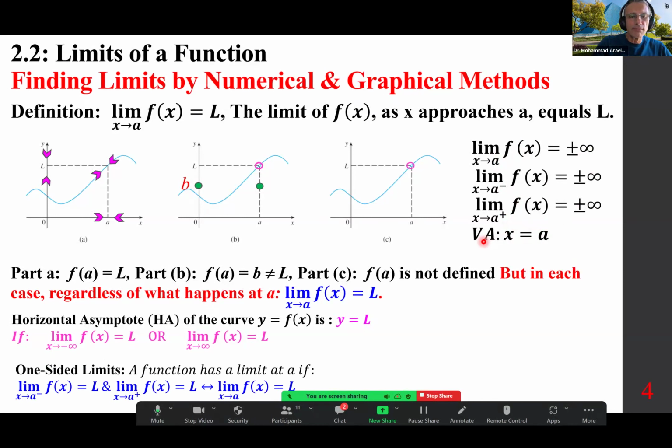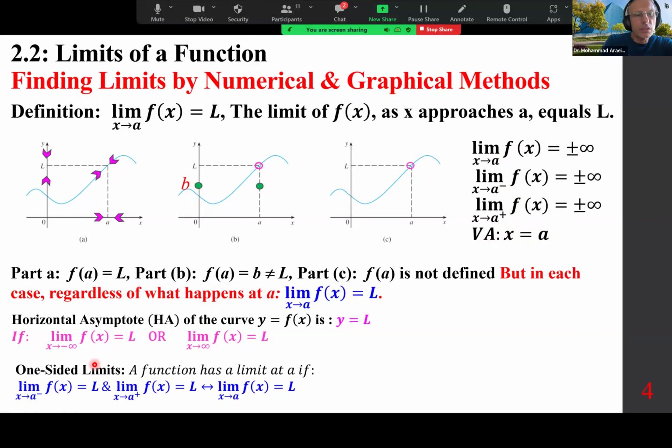This is known as one-sided limits. A function has a limit at a if one-sided limits are identical, meaning the limit of f of x as x approaches a from the left equals L, and the limit of f of x as x approaches a from the right is L. Therefore, the limit of f of x as x approaches a equals L. So one-sided limits must be identical for this to work.